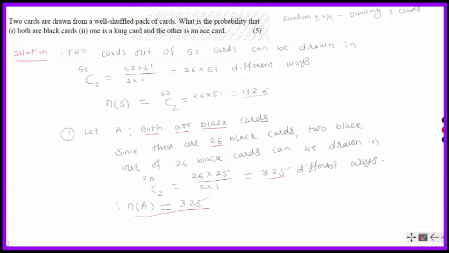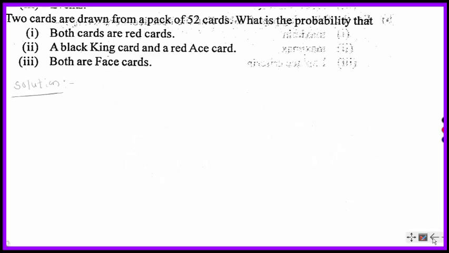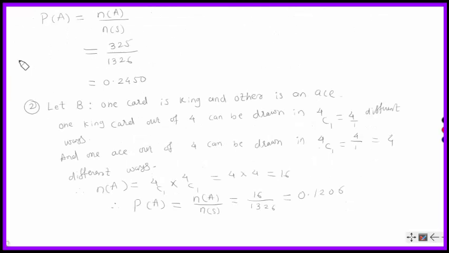Therefore the probability of this event A is P(A) equal to n(A) divided by n(S). n(A) is already calculated, 325 divided by 1326, equal to 0.2450. This is the probability, and this value lies between 0 and 1. Now you are asked to find the probability of another event.